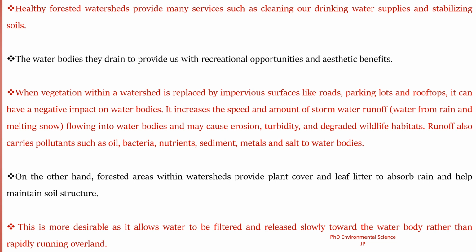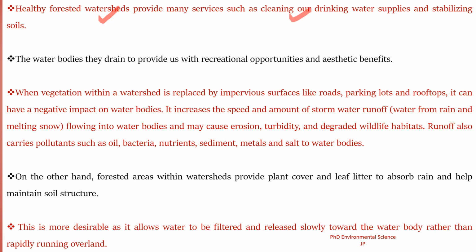Forested watersheds are crucial for maintaining water quality and ecosystem health. Forested watersheds act like natural filters. Trees and vegetation absorb rainwater and slow down its movement through the soil, which helps to filter out pollutants and sediments before the water reaches larger water bodies.